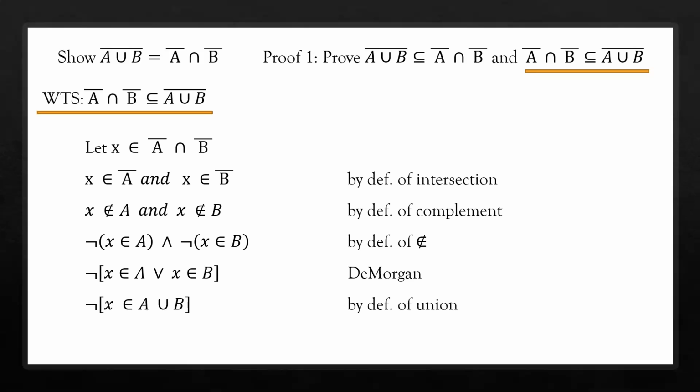So now we have that it is not the case that X is an element in A or X is an element in B. X is an element in A or X is an element in B is the definition of the union. Still have that negation symbol on the outside. So we can conclude then by the definition of the complement that X is not an element in A union B. So every element in the intersection of the complements must be an element that is in the complement of the union. So we've shown that they are subsets of each other, so they must be identical.